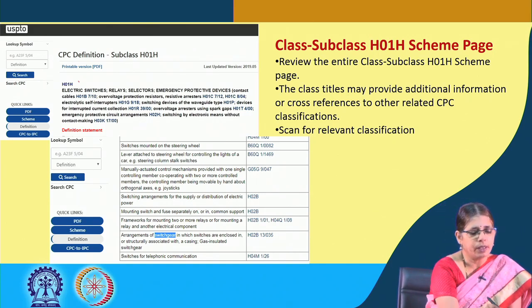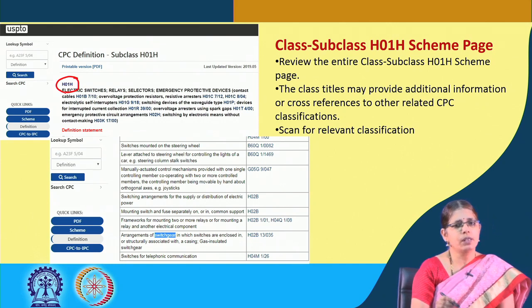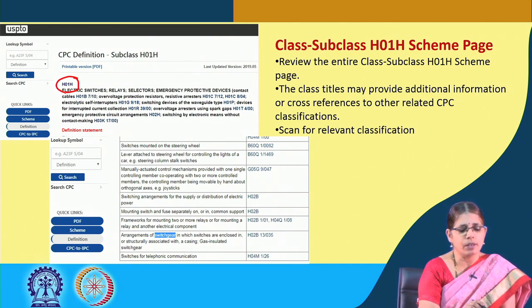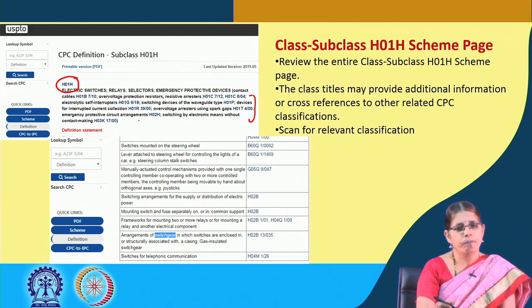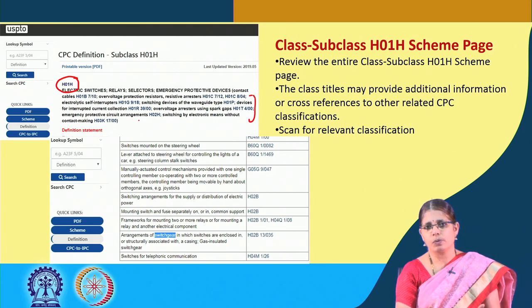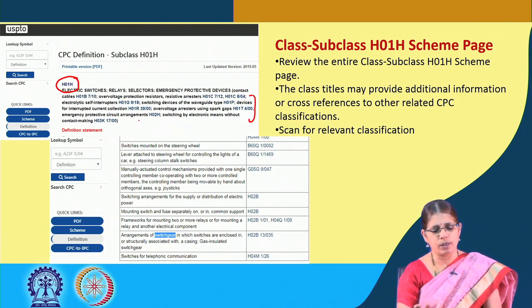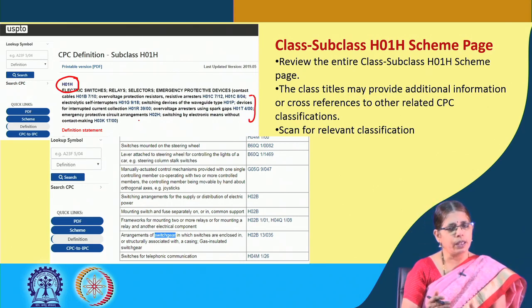For instance, if you are looking at H01H, this represents electrical switches, relays, selectors and emergency protective devices. Now, if you look at the individual subclasses within that, it provides you information specifically in relation to certain implementations, and so that is how one can look at the entire information. So, if you are looking for, let us say, arrangement of switchgears, it will belong to one particular subclass. Therefore, this is how one can go about scanning relevant information in relation to each class or subclass.